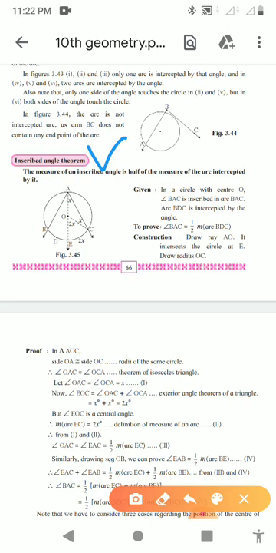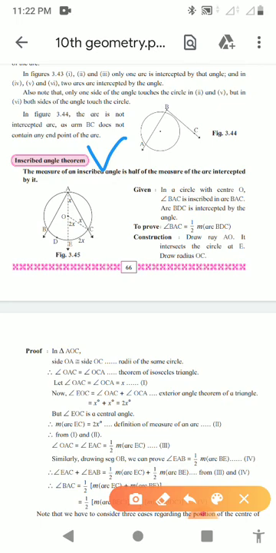Okay, so hence theorems are most important, so do not skip any theorem. So we will see the inscribed angle theorem. In this theorem it is stated that the measure of an inscribed angle is half of the measure of the arc intercepted by it, isn't it?